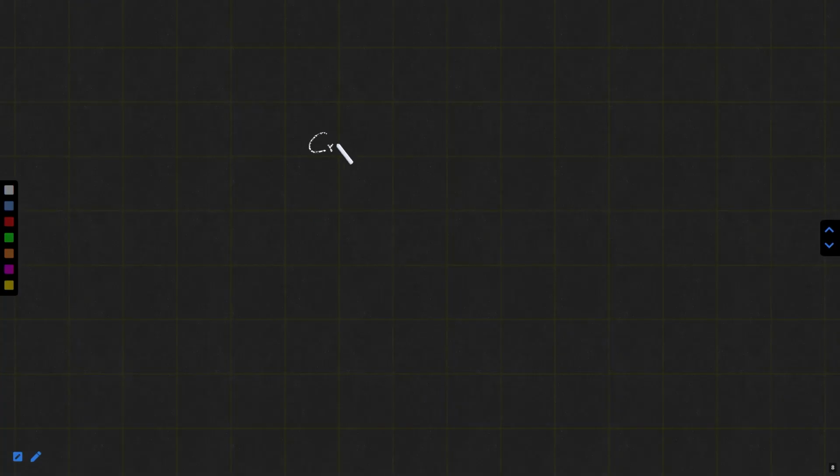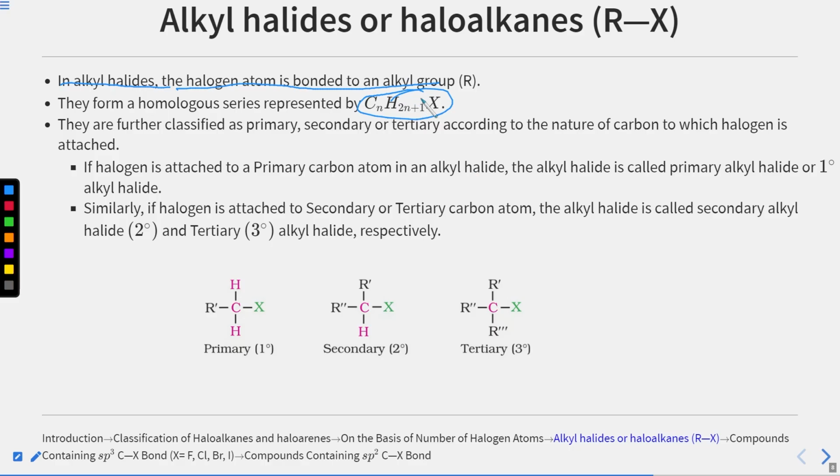It was CnH2n plus 2. Now what we have done here is we have replaced one hydrogen. Therefore, the number of hydrogen has been decreased by 1. So the total number of hydrogen is 2n plus 2. It is decreased by 1. That would give us CnH2n plus 1. Therefore, we got this formula, which is CnH2n plus 1.